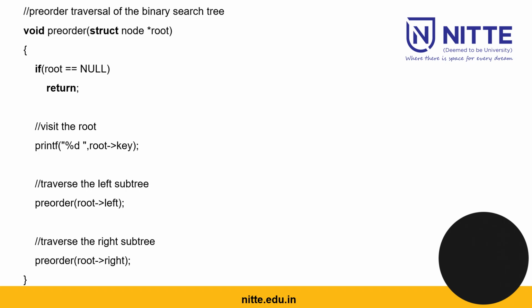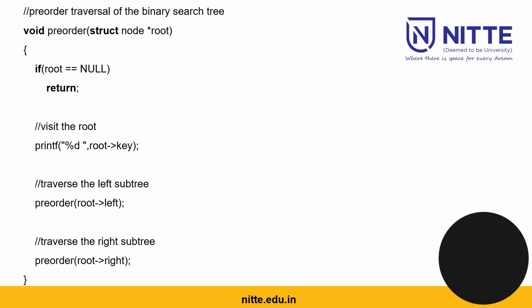Then it will traverse to the left subtree according to the definition of binary search tree. Then it will apply pre-order on root implies left. So it will traverse to the root's left and then the pre-order will be applied there. So it will go to the left subtree and traverse the nodes there. Once it traverses all the nodes there using this pre-order function, then it will traverse to the right subtree of the root.